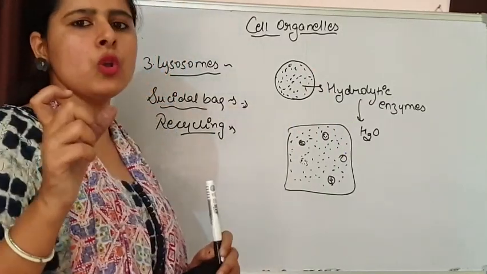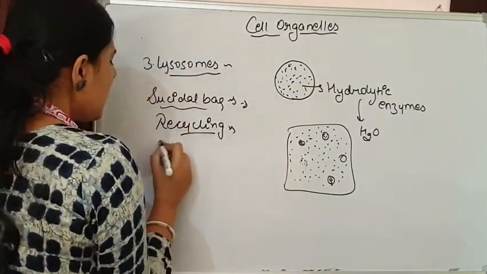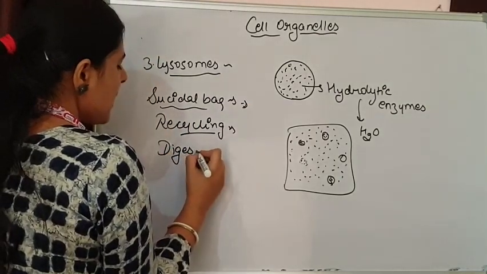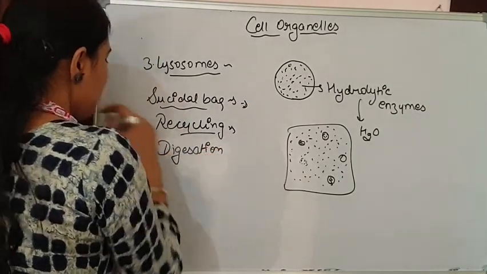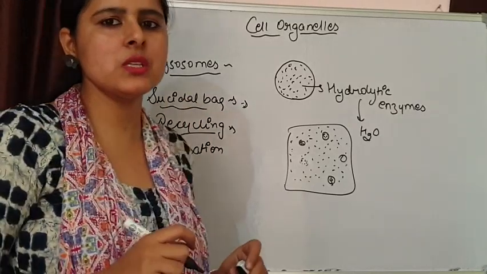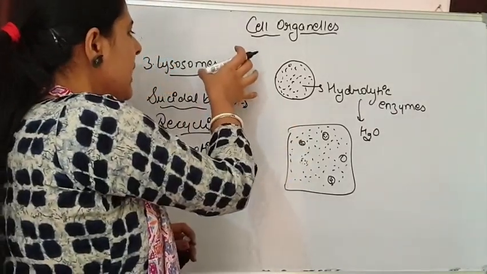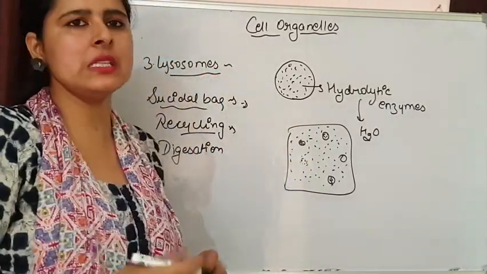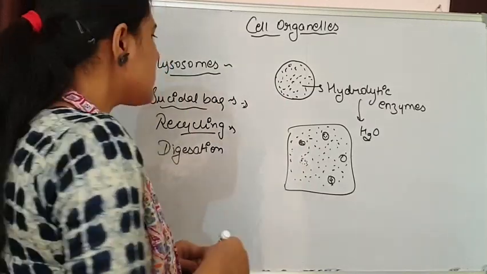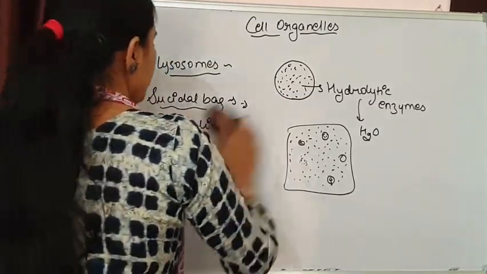In some of the small organisms like amoeba, lysosome also plays a role in digestion, because amoeba does not have a proper digestive system. So digestion of food in amoeba takes place with the help of these lysosomes. So this is how lysosome is functioning.